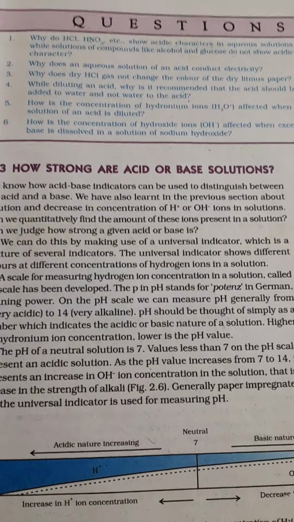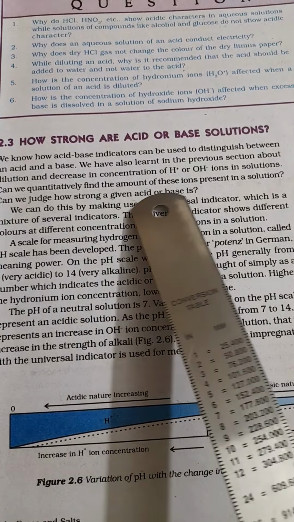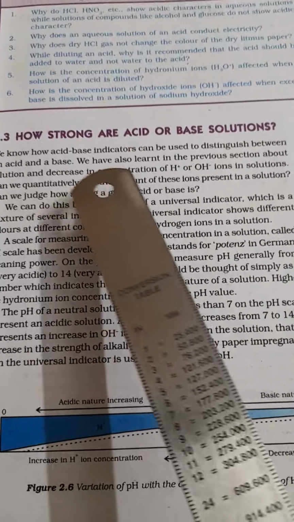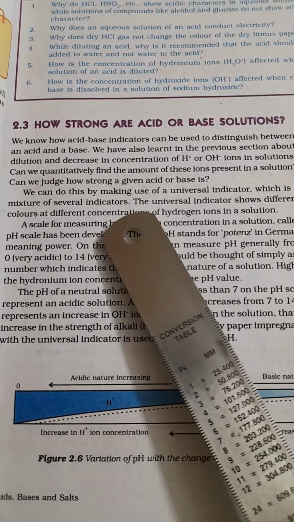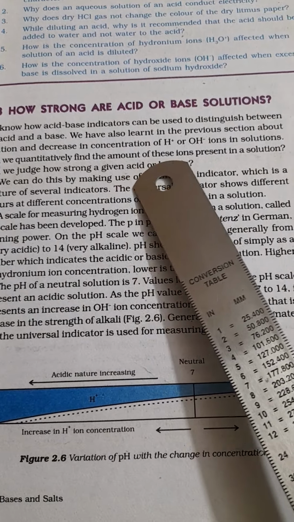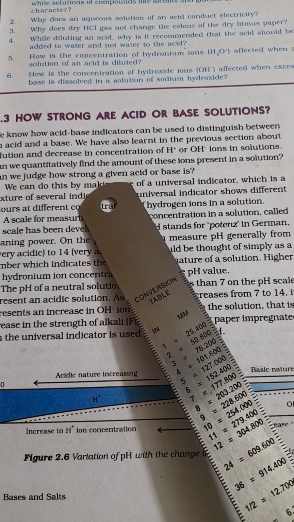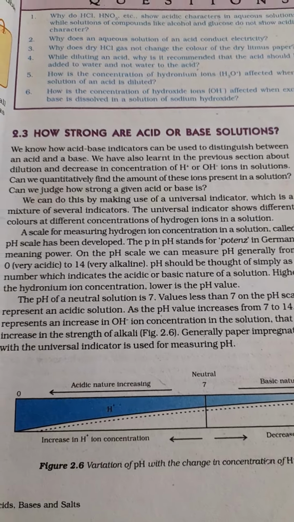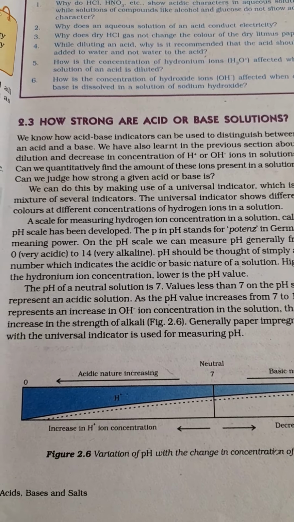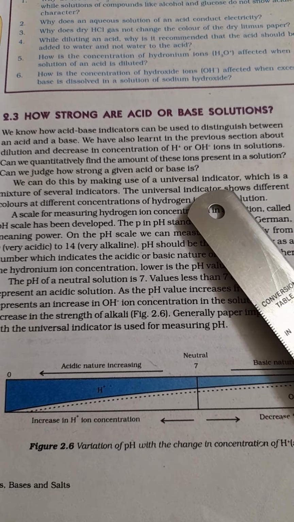Now we will see how strong acid or base solutions are. You know that acid-base indicators are used to differentiate between an acid and a base. And you also learned in the previous section how to dilute, how to decrease concentration, by adding water. Can you quantitatively find the amount of ions present in a solution, and how can you find out how strong an acid or base is? You can do this by making use of a universal indicator.